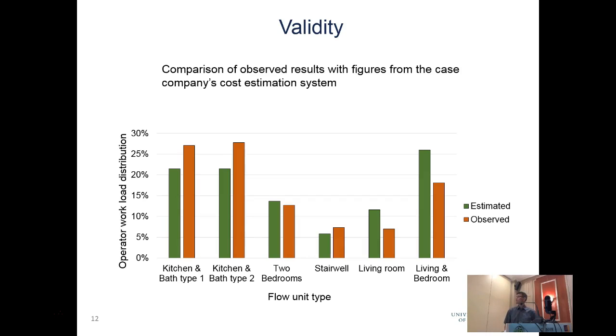To check the validity of the measurement method, we compared the observed results with the figures from the case company's cost estimation system. All the green columns added together represent 100% estimation of the workload, and all the orange columns added together represent the observed results. Some of the results are in line, for example, the 2 bathrooms and the stairwell flow unit, while there are differences. For example, the living room, which is estimated the most workload flow unit type, while the kitchen and bath type units are observed more workload intensive.